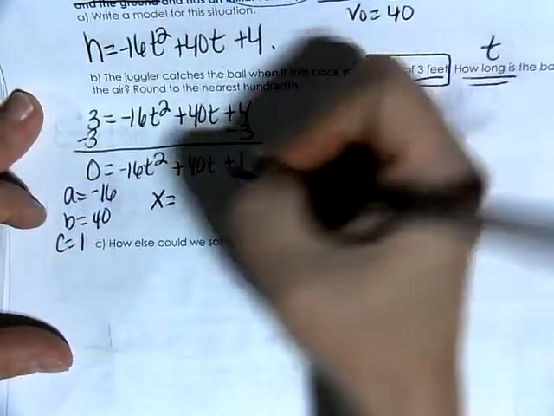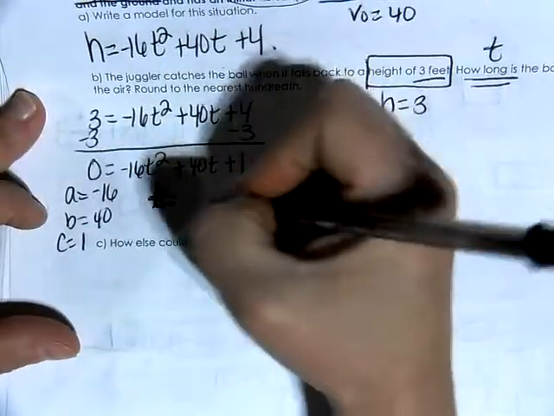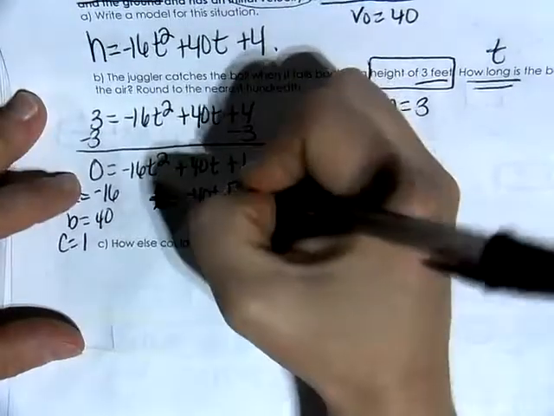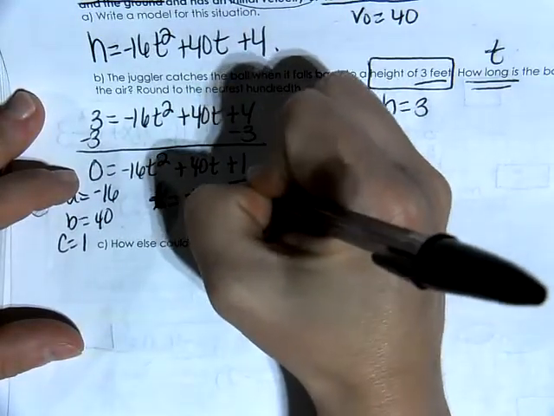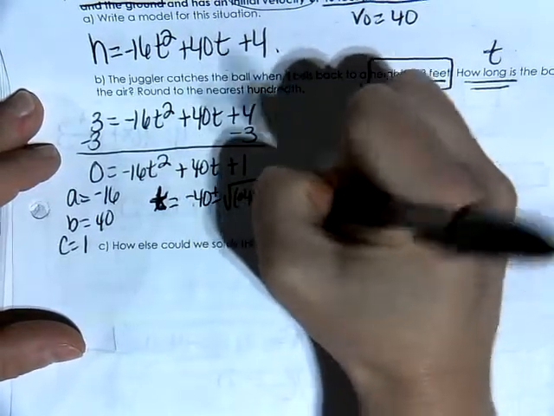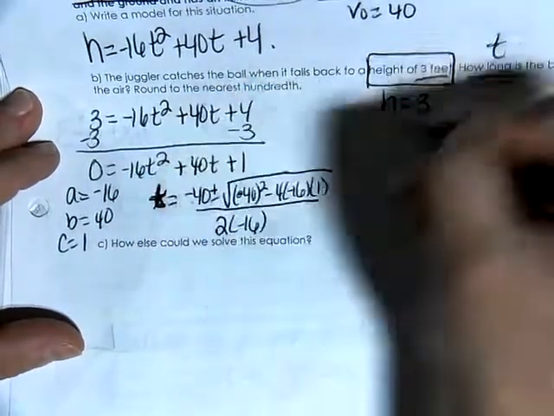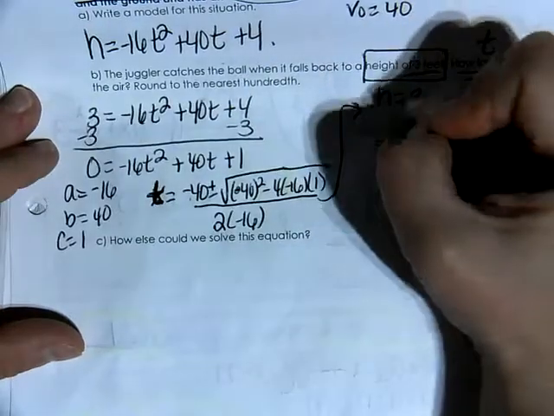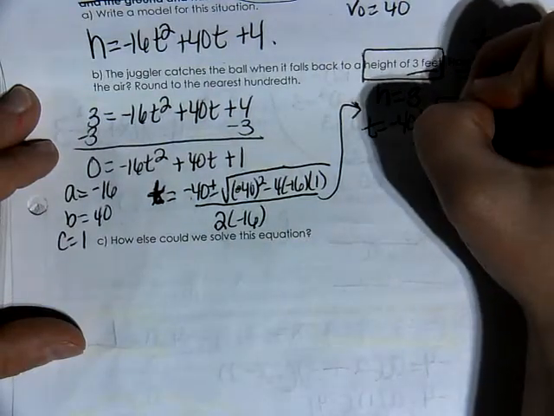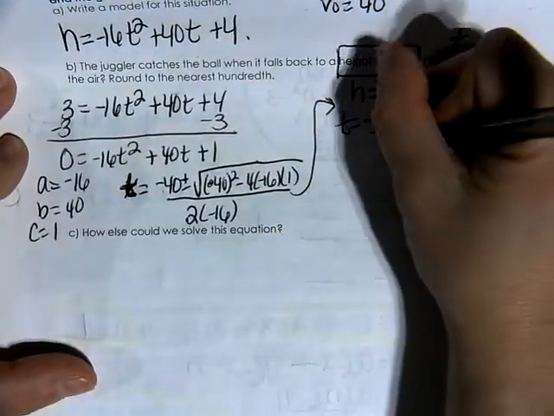And I'm going to write T, excuse me, T equals the opposite of B, so that's negative 40, plus or minus the square root of B squared, which is positive 40 squared, minus 4 times negative 16 times 1. And this is all over 2 times negative 16. So I have T equals negative 40 plus or minus the square root of 1664, because we already did that calculation in our calculator, divided by negative 32.